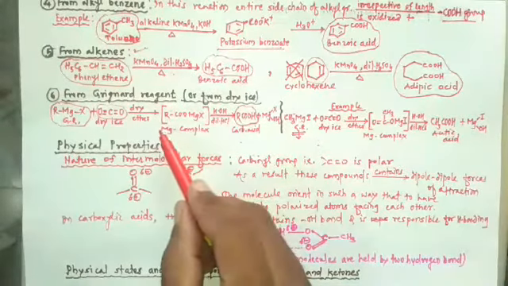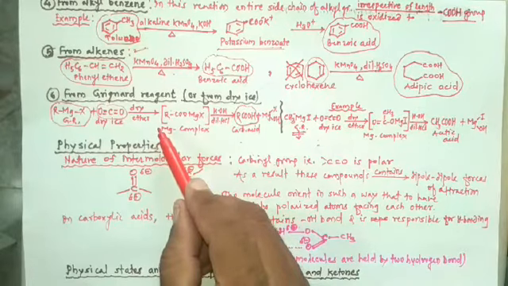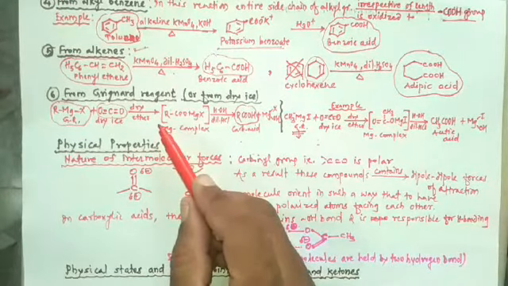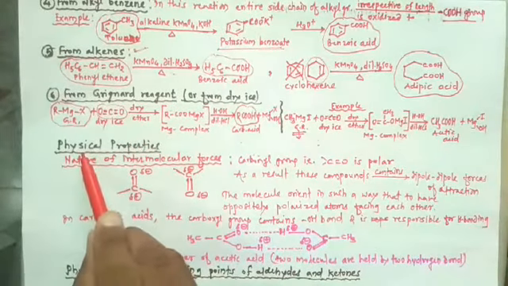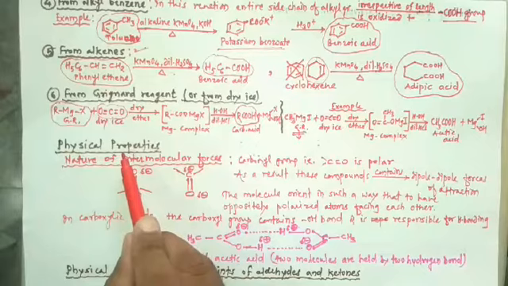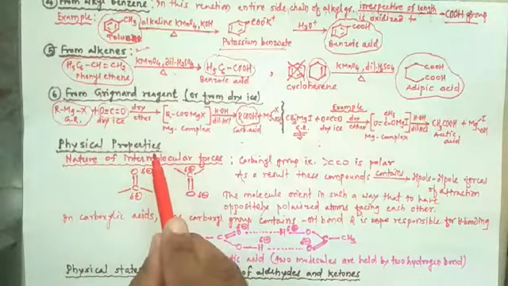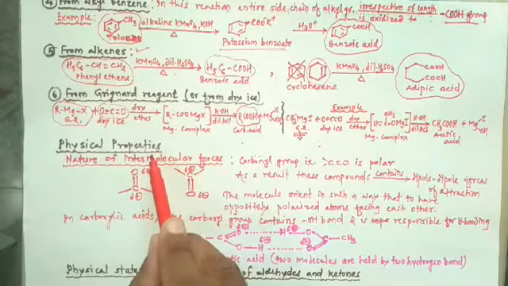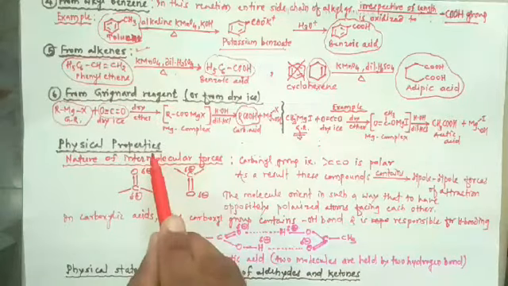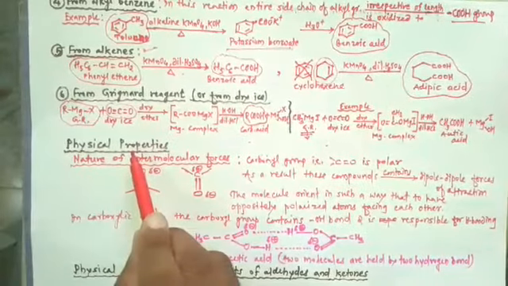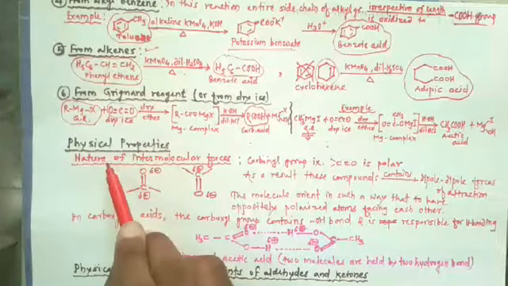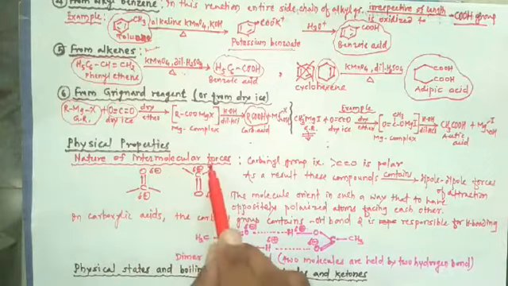So here we finished the preparation methods of carboxylic acid. After studying the preparation methods, now we are going to study the physical properties of aldehydes, ketones and carboxylic acids. So let's study the physical properties. Under physical properties, first of all, we are going to study the nature of intermolecular forces.